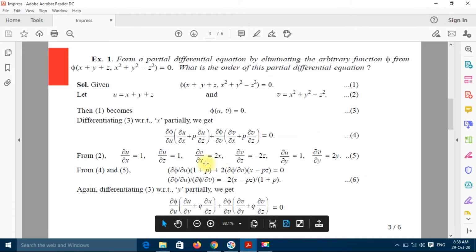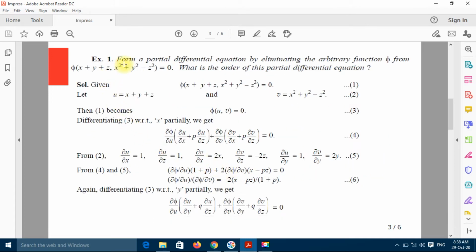Now we are going to discuss some problems. First problem is: form a partial differential equation by eliminating the arbitrary function phi from the equation phi(x plus y plus z, x square plus y square minus z square) is equal to 0, and also tell about the order of the partial differential equation.